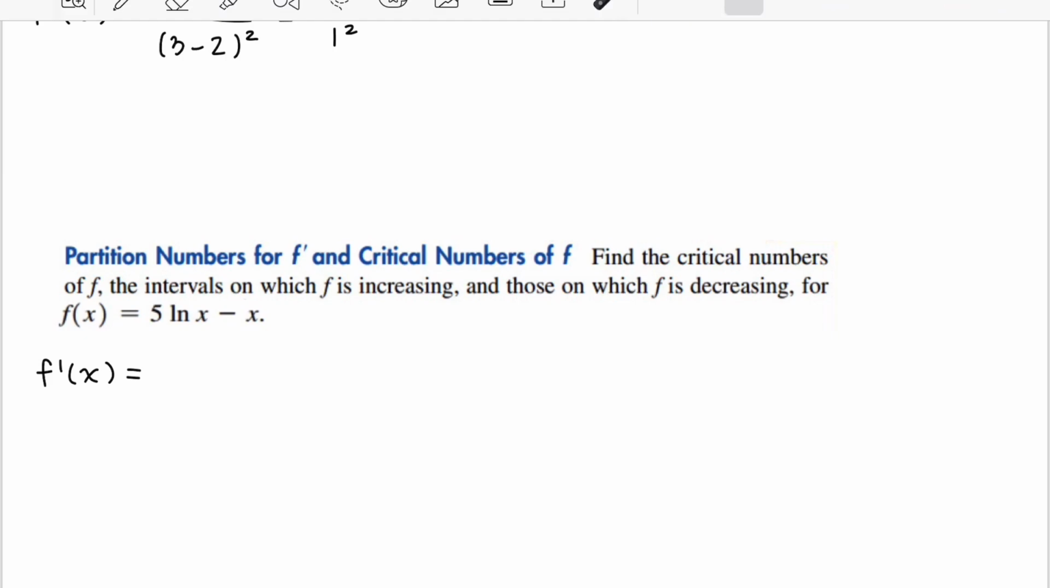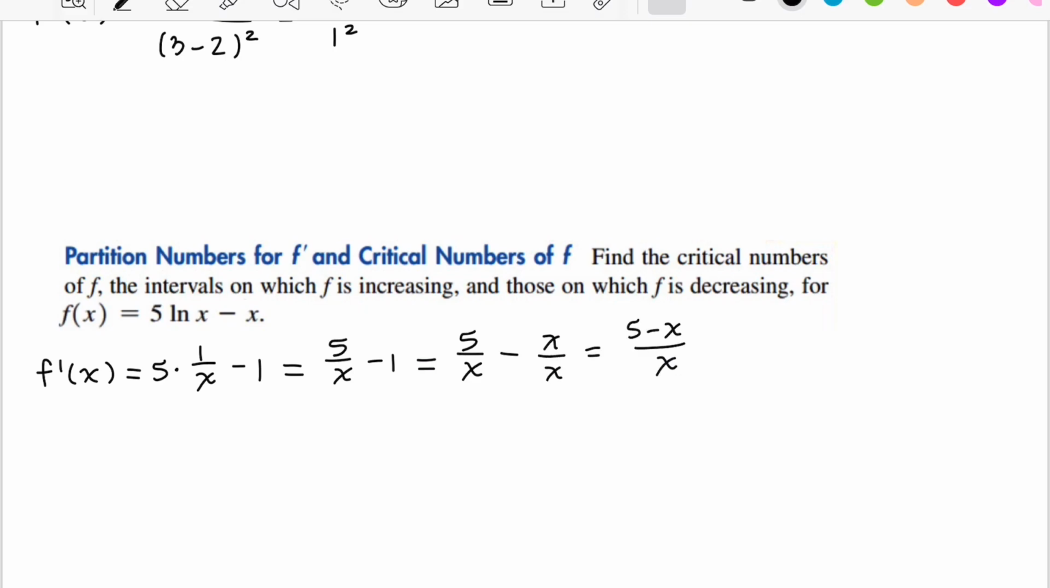And remember, the derivative of ln x is 1 over x, and then we just have our constant multiple out front. So we get 5 times 1 over x, and the derivative of x is 1. So just simplifying this guy a little bit, we have 5 over x minus 1. And so we want to combine these. We end up with 5 minus x over x. So this is our derivative, and we want to figure out when it will be undefined or equal to 0.